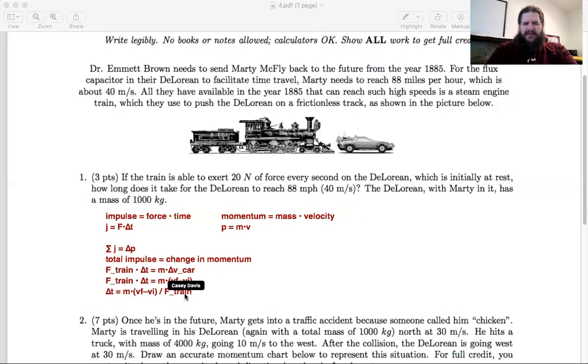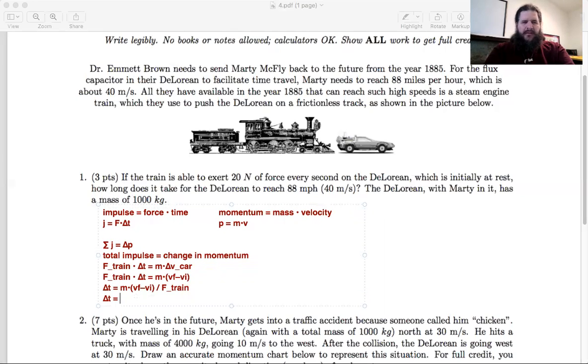And the reason it's set up like that ultimately, other than just the algebra, is that the more massive the car is, the more time it's going to take. The more you want to change the speed, the more time it's going to take. And the stronger the train's force is, the less time it's going to take, because it's going to be able to push harder.